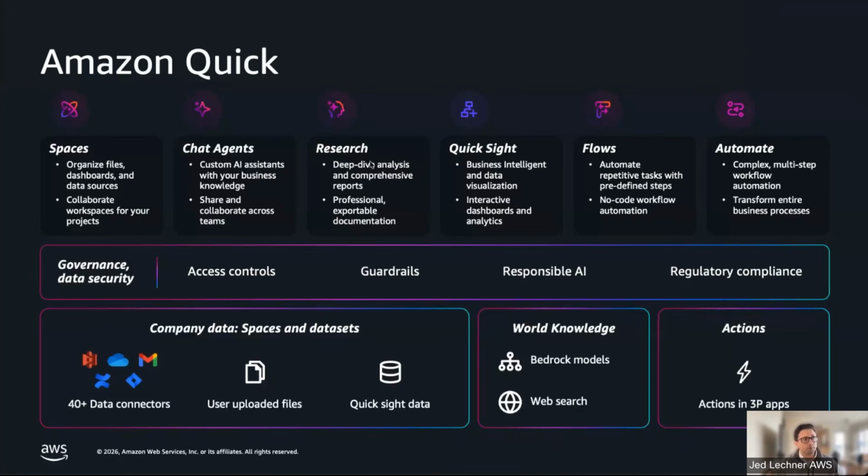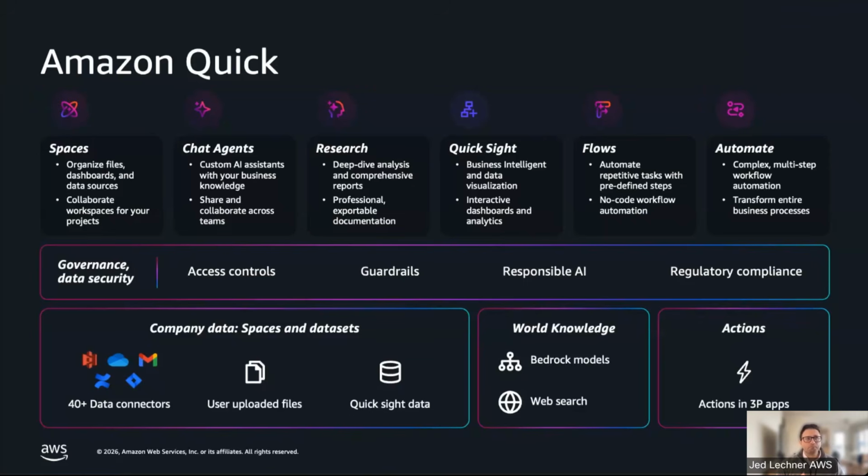And then you have Quick Research, where you can perform in-depth research and create 15-page research papers based off of your own internal data, whether that's in databases or documents, and then also the web as well. Then you have QuickSight. Obviously, QuickSuite evolved from QuickSight and other services within AWS, and it has a bunch of business intelligence capabilities.